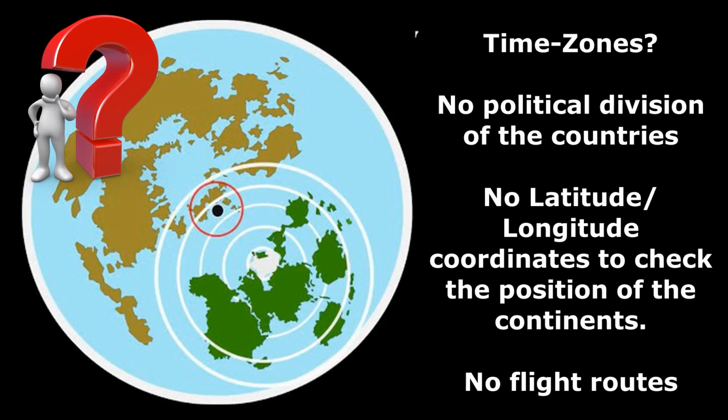So let's look closely at this moon map. They have been putting out this image, but have not explained how things work on it. How about time zones? Not to mention the fact that this model has no political division of the countries to check if it matches reality. No latitude, longitude coordinate system to check if the continents match reality. You cannot just move continents around and say that's how it is. We need to check the location of the countries and see if it matches with the position of the sun when it rises and when it goes away. And no flight routes have been drawn on this map either.